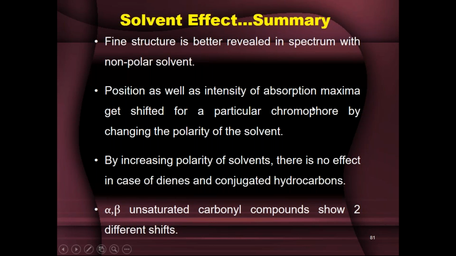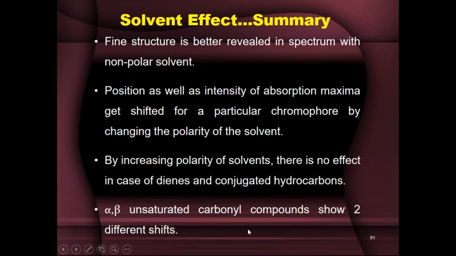Position as well as intensity of absorption maxima get shifted for a particular chromophore by changing the polarity of the solvent. That means the intensity of the peak and the position of the peak both will change by changing the polarity of the solvent. By increasing polarity of solvents, there is no effect in case of dienes and conjugated hydrocarbons. So for such type of compounds, you can use any of the solvents. The solvents will not show any effect on the spectrum.